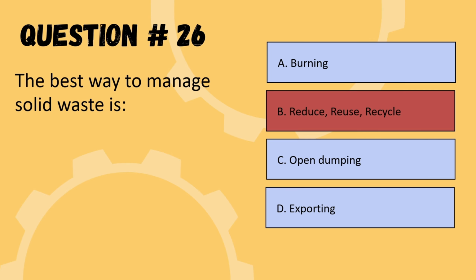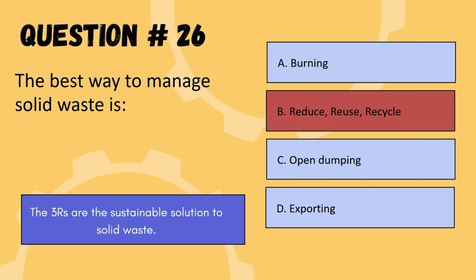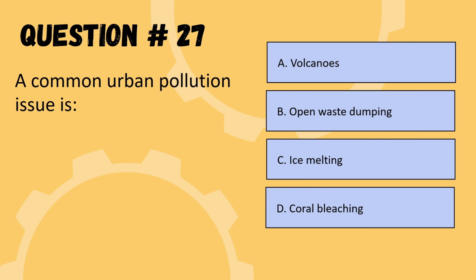So we are moving to the next question, and you can read your explanation in the blue box. So we are moving to the next question. The next question is, a common urban pollution issue is. Options are volcanoes, open waste dumping, ice melting, or coral bleaching. So the correct option is option B, open waste dumping.